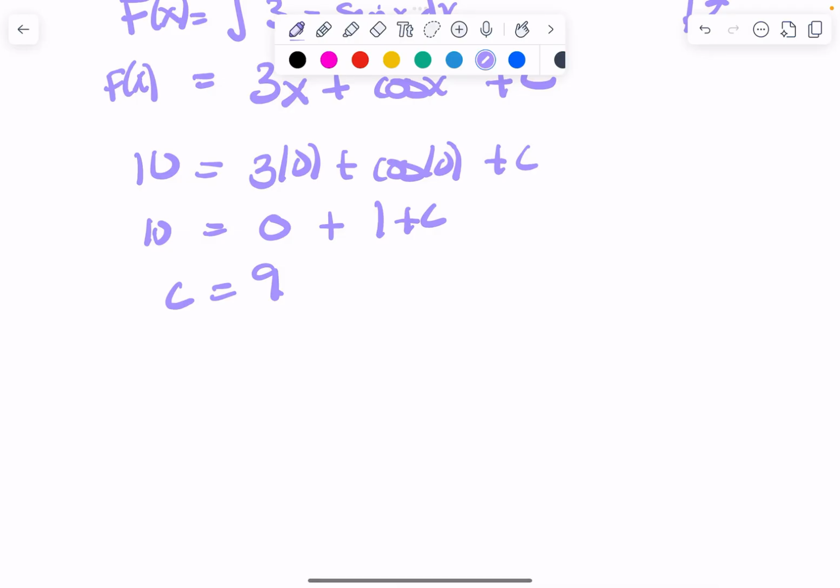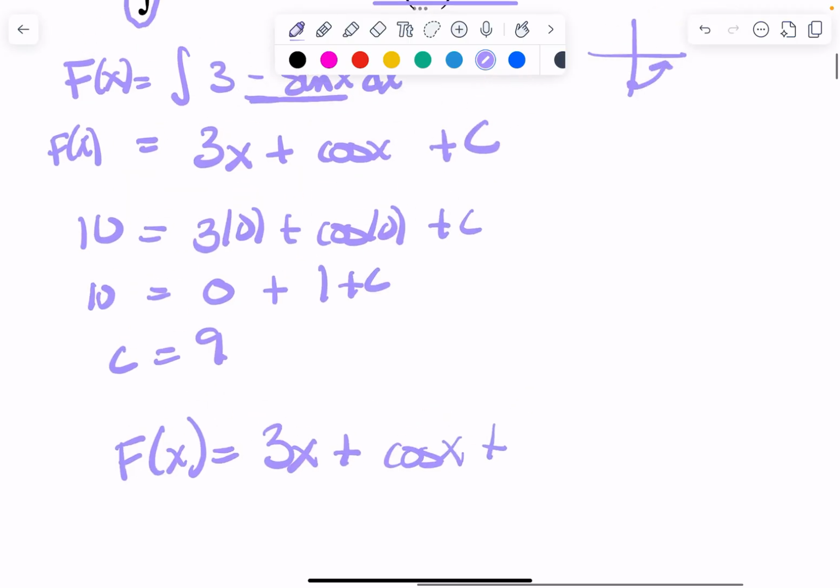Don't just assume. So what do we have? Big F of x equals 3x plus cosine x, and then instead of putting the c, we're going to put the 9.